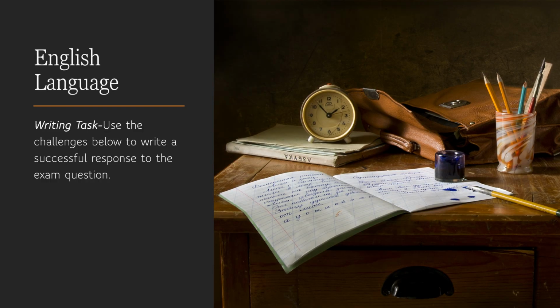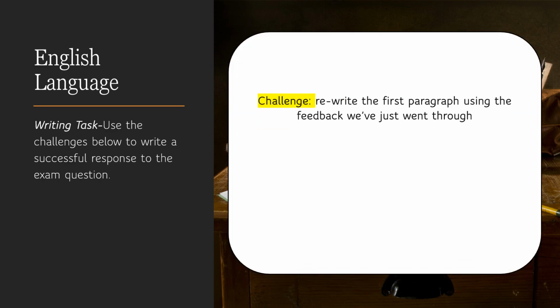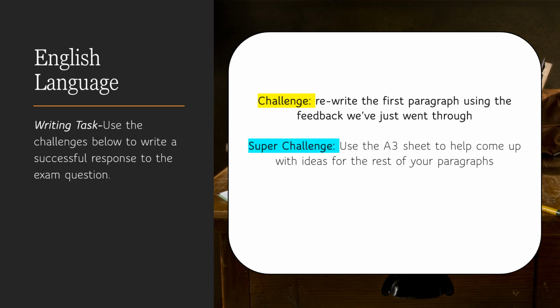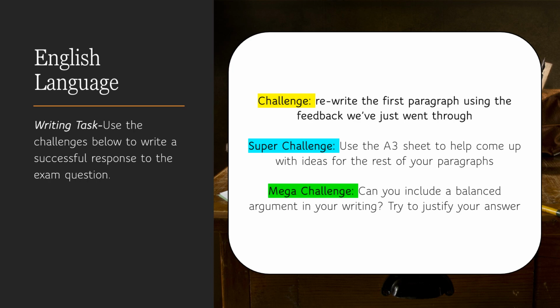Writing task. Use the challenges to write a successful response to the exam question. So the challenge, rewrite the first paragraph using the feedback that we just went through. So you can use the same response that we've just looked at, the same first paragraph, and you can just rewrite it and improve it. Super challenge, if you want, you can access an A3 sheet to help come up with ideas for the rest of the paragraphs. If you want access to that, it will be included in a link below. And then the mega challenge, can you include a balanced argument in your writing? Try and justify your answer.